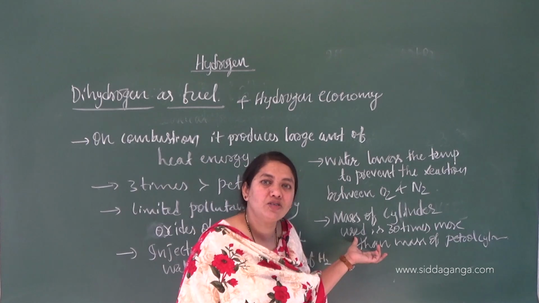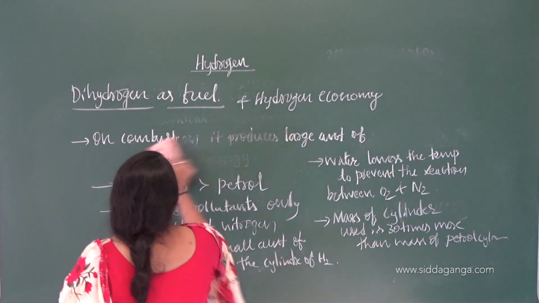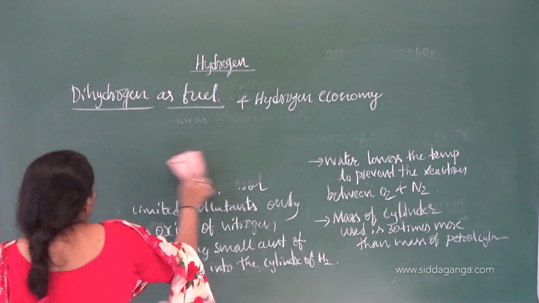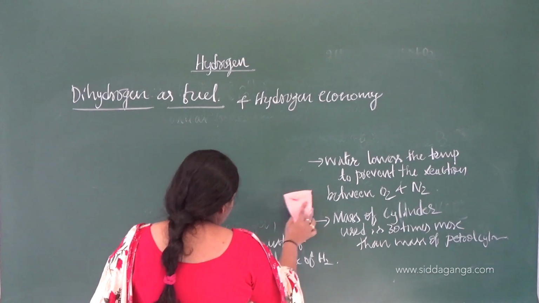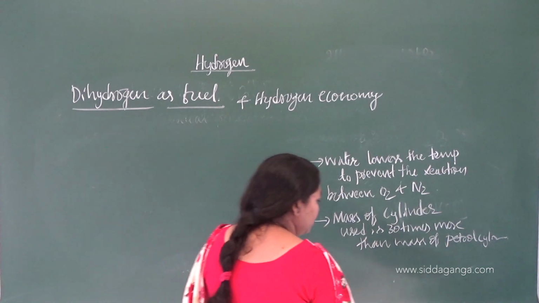You can say there is no disadvantage of this dihydrogen. Why are we still searching for some other methods? So why can we reduce that mass? Yes, it is highly efficient, but there are some limitations.